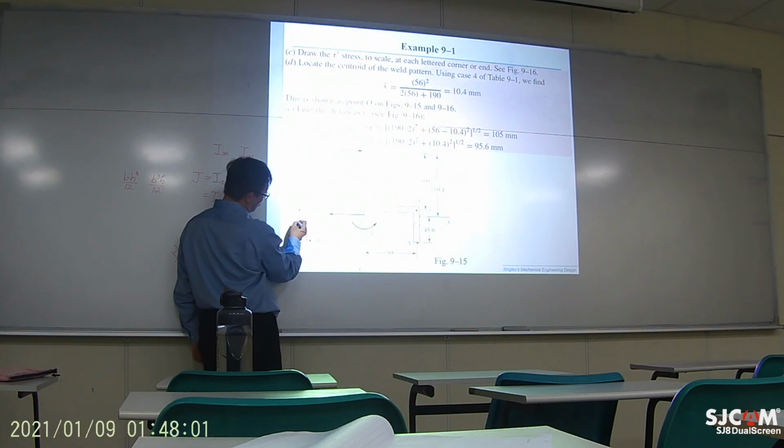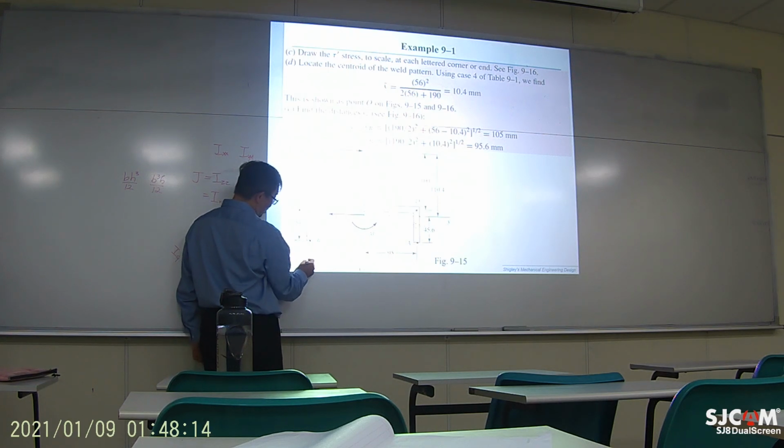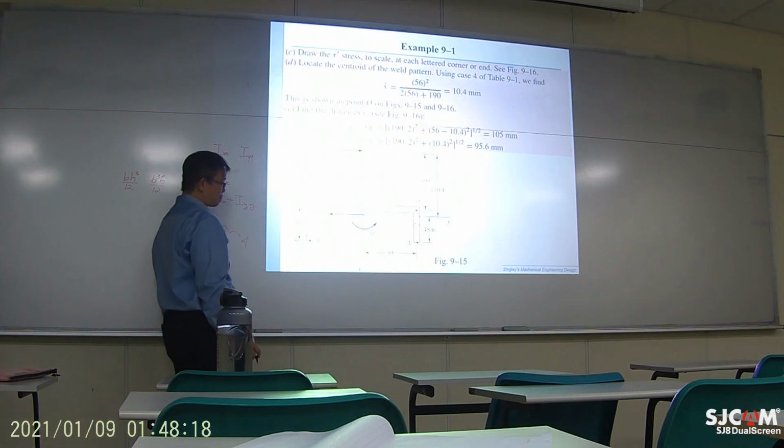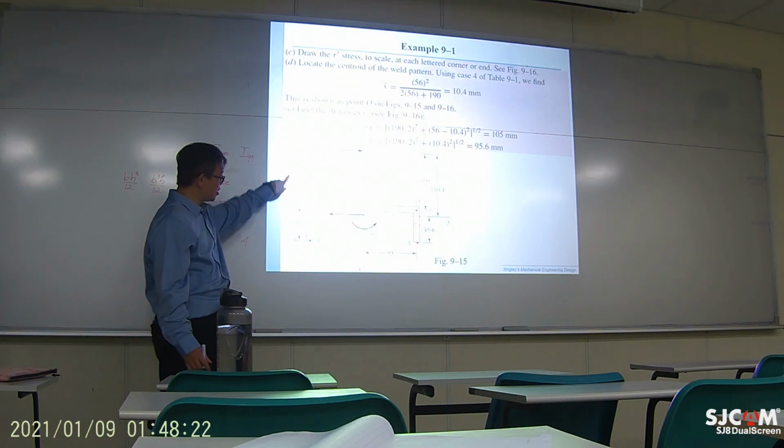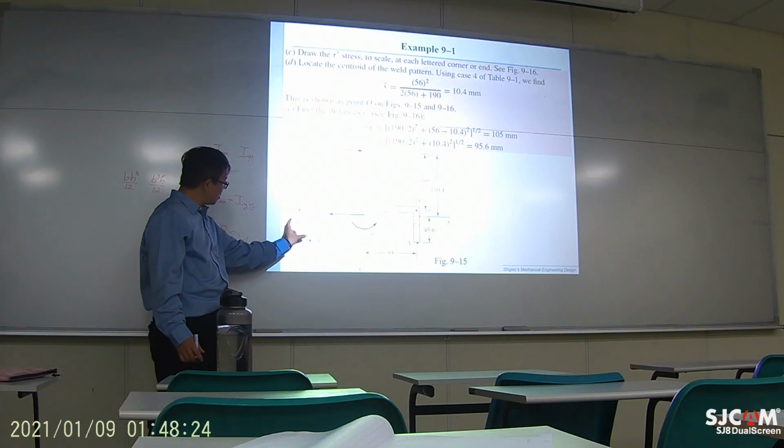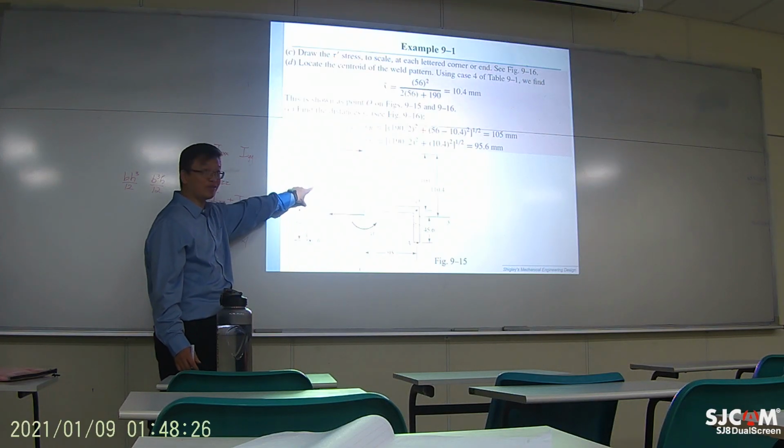Okay, so the tau double prime will be different. Okay, it's different because tau equals Tr over J. So right here, the radius is different, and over here it has a larger radius. So the stress, this arrow is longer than this one.